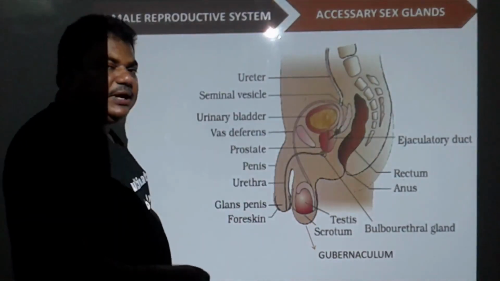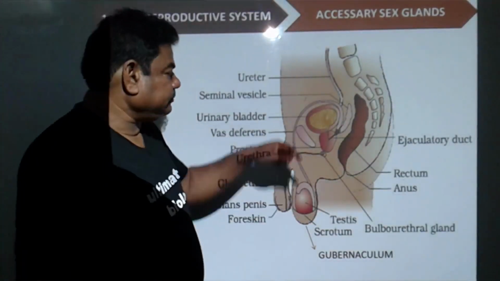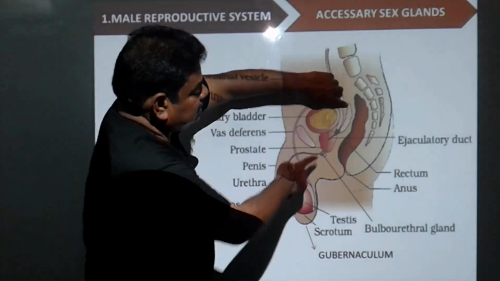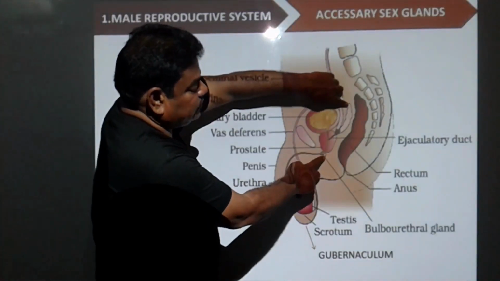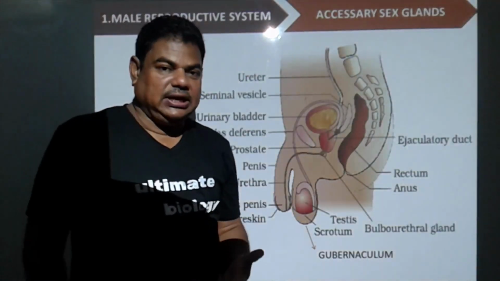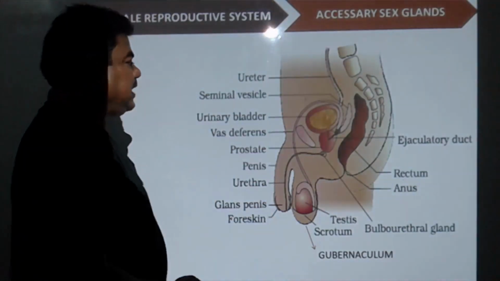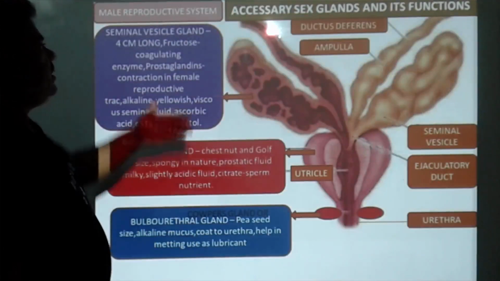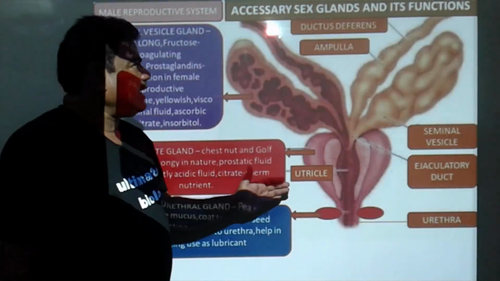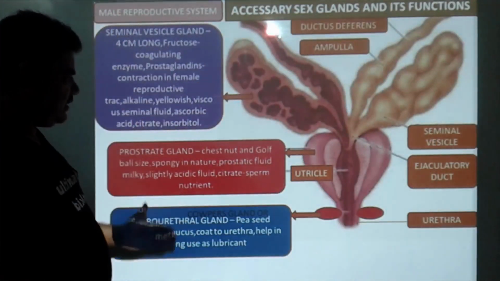The male reproductive system gets associated with three glands. This one is the seminal vesicle gland, this one is the prostate gland, and this one is the bulbourethral gland. We will see the details of these glands in the next slide. See here, these are the accessory sex glands and their functions.